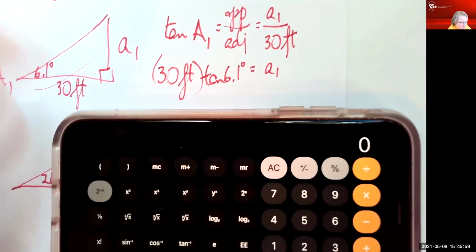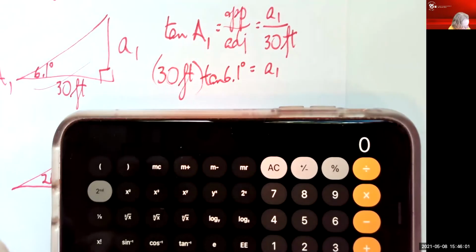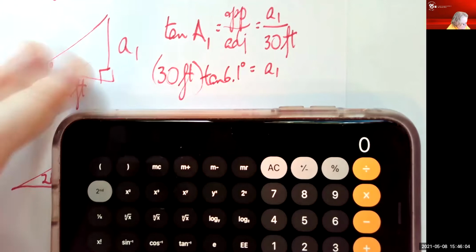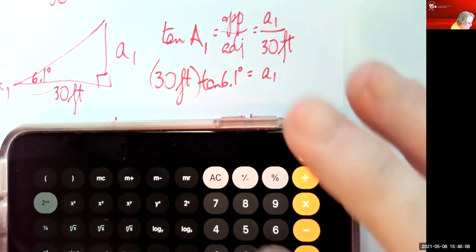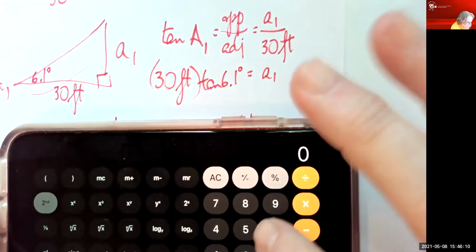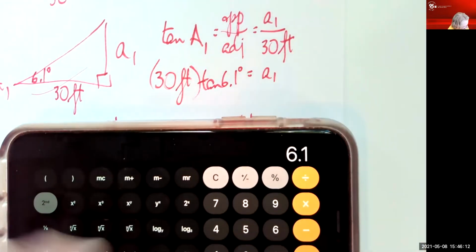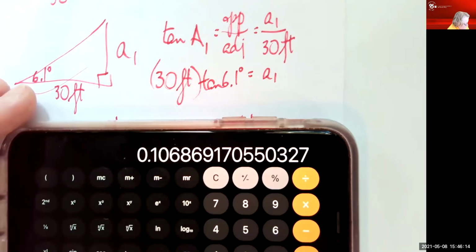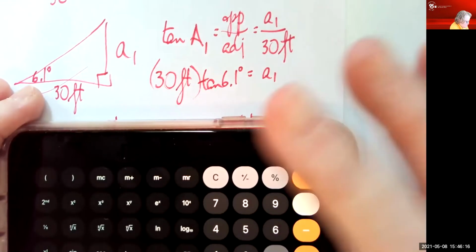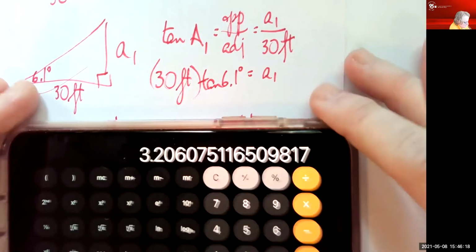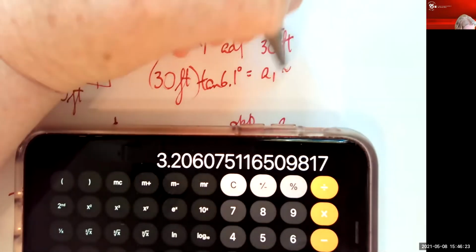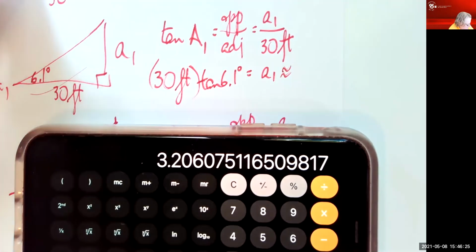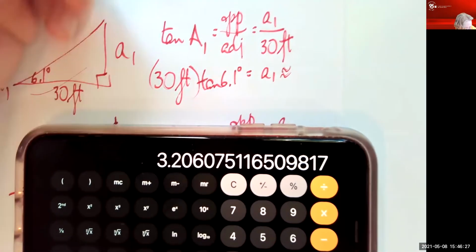We're in degree mode because there's no radian there. So I've got 30. I'm going to do the angle of the tangent first. 6.1 tangent times 30. I get the A1. And we want to the nearest tenth of a foot. A1 is approximately 3.2 feet.